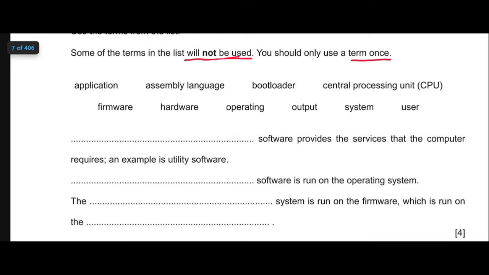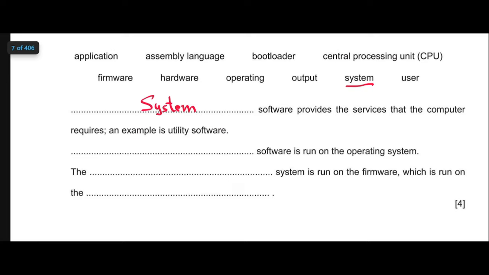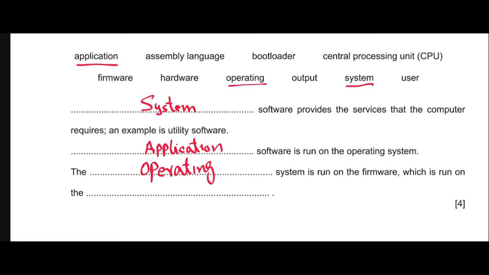First one is the dash software provides the services the computer requires. An example is utility software, so system software. So we have the word system here. Next one is the dash software runs on the operating system. So we have application software that runs on the operating system. So here is the application software. The dash system runs on the firmware, which runs on dash. So which system? Operating system. Yes, we have operating system here, which runs on the firmware, which runs on the hardware. Yes, we have hardware here.